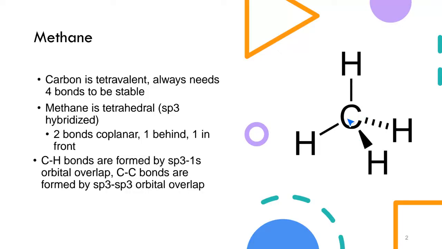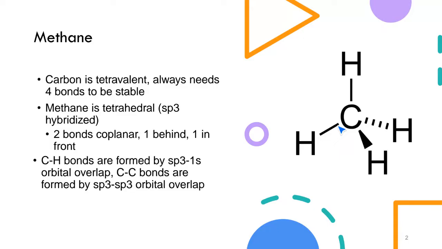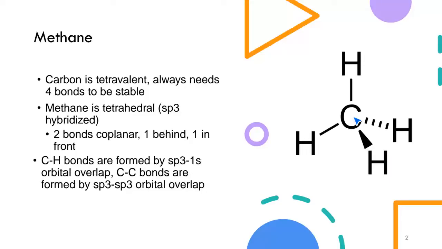Okay, so these CH bonds are formed by head-to-head overlap of this carbon's sp3 orbital and this hydrogen's 1s orbital. So that's how all these bonds are formed. And then carbon-to-carbon bonds are formed by sp3 to sp3 orbital overlap. Any questions there?